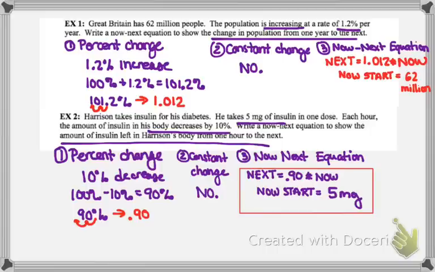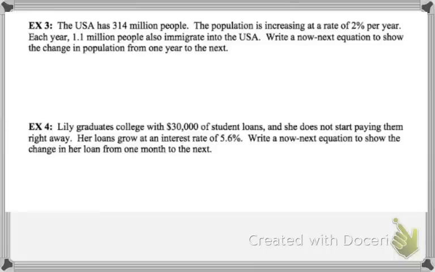Our goal here at the very end of the problem is to have the equation. That's our answer at this point. What we'll do in the future is use that equation to get us to some other information about the problem. For instance, how much medicine will Harrison have left after 5 hours? When will he need to take more medicine if he needs to take more medicine at 2 milligrams? Those kinds of things.